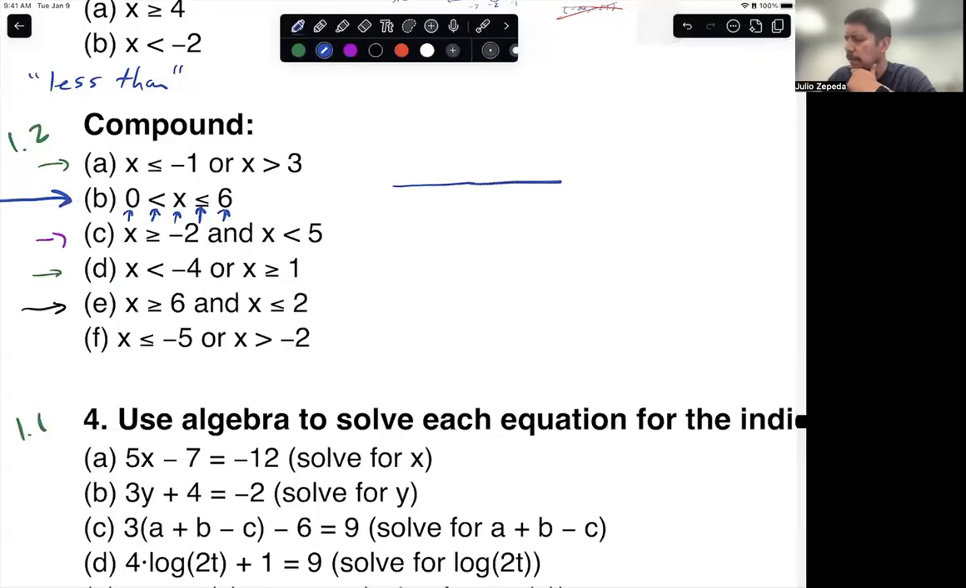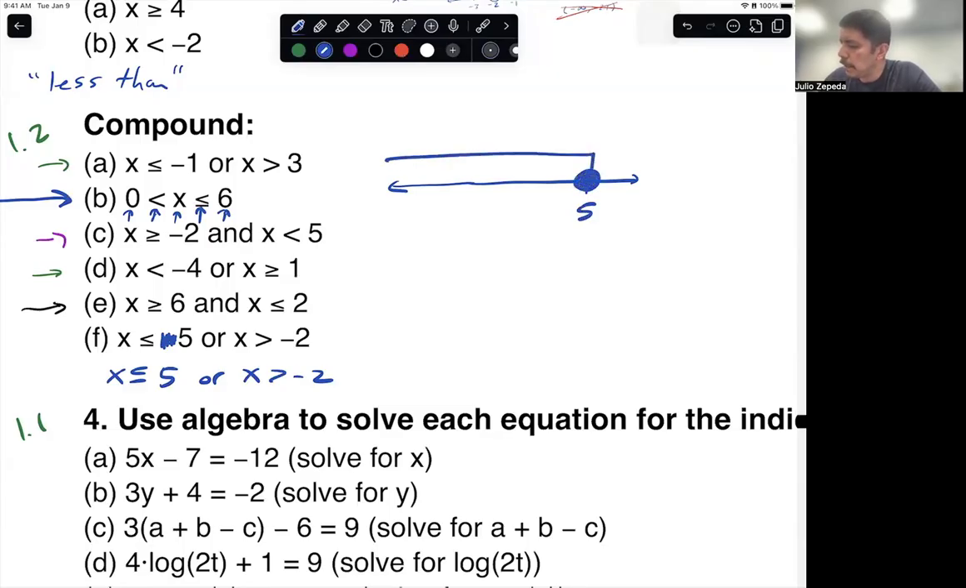Okay, so let's go ahead and take a look at one more problem, and let's see if this one's good enough to be our last problem. I'm going to do x is less than or equal to 5. So let's go ahead and write that out here. X is less than or equal to 5, or x is greater than negative 2. So what does this look like? X is less than or equal to 5. So here's 5, less than or equal to, we'll put a closed circle and go in that direction. Or x is greater than negative 2. Negative 2 is here. That's an open circle, and greater than is shaded to the right.